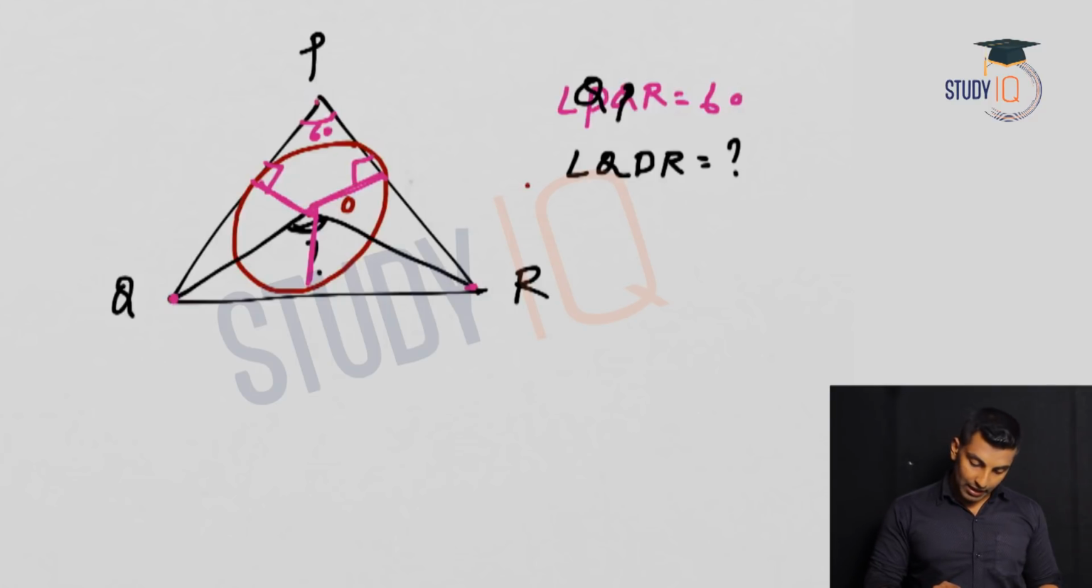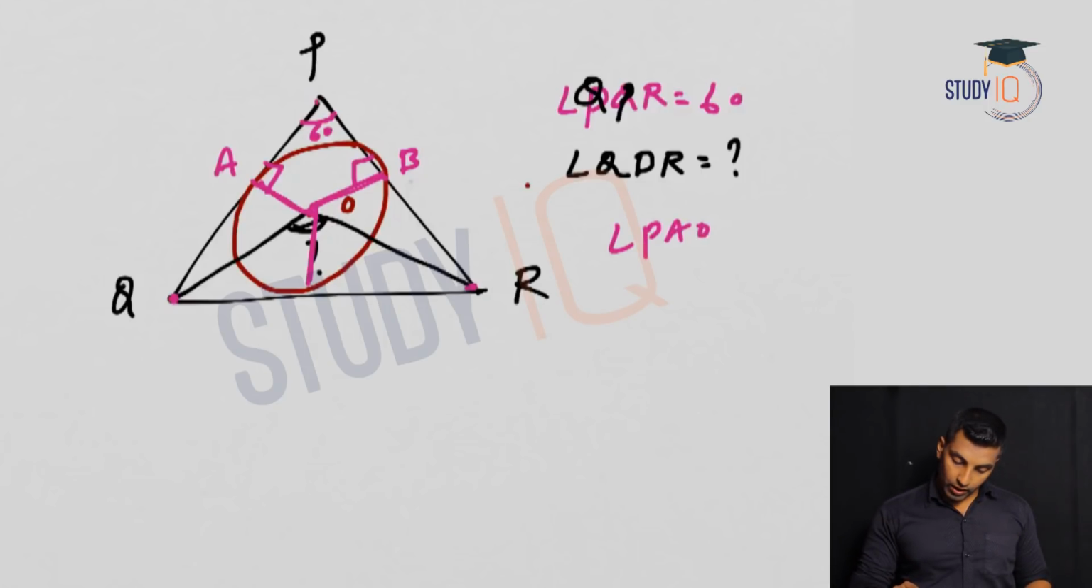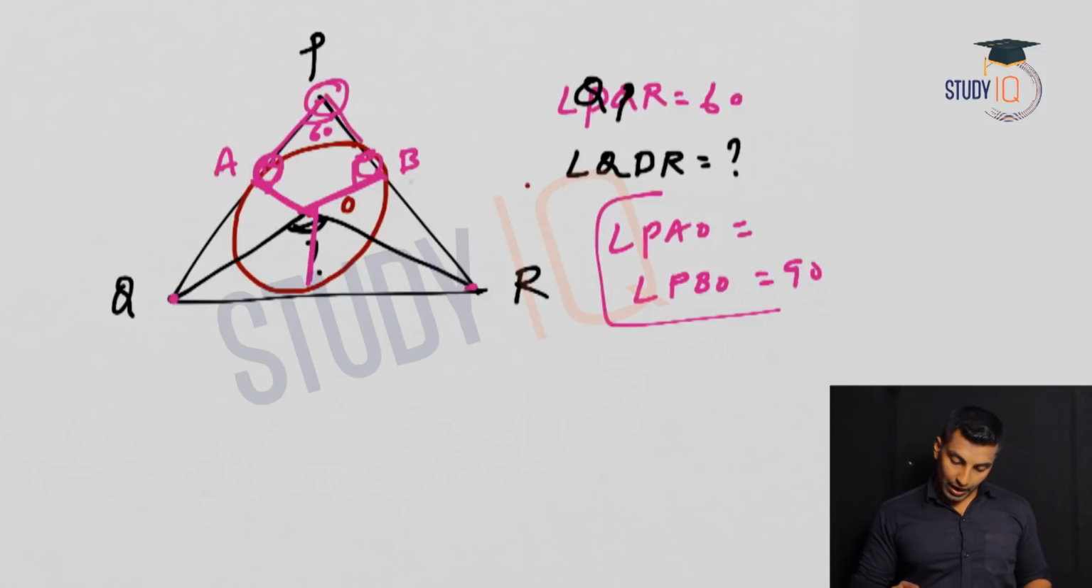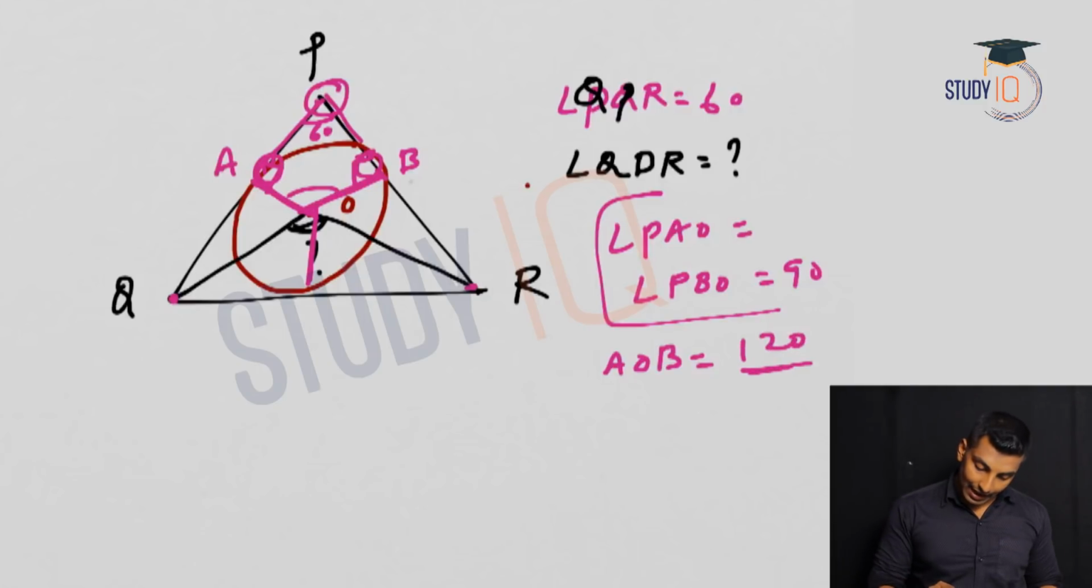Let's mark this as A and B. Angles PAO and PBO you can get as 90. Angle PAO equals angle PBO equals 90 degrees. We have discussed this property enough number of times. Once you know this is 60, and this is 90 and this is 90, in this kite you can find AOB is equal to 360 minus (180 plus 60), that is 240. 360 minus 240 means 120. So you get this angle as 120, and this angle you get as 120.